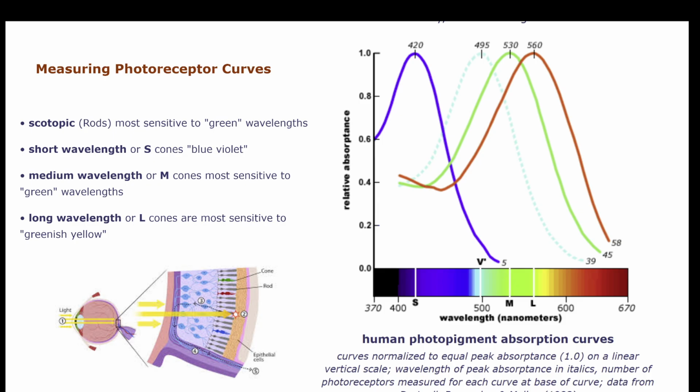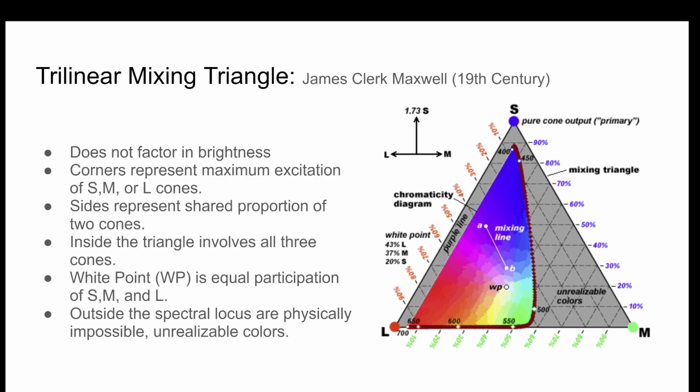What do the rods do? Night vision. Low light. They can come in and kind of break the tie in some instances if your eye's not sure about what color.